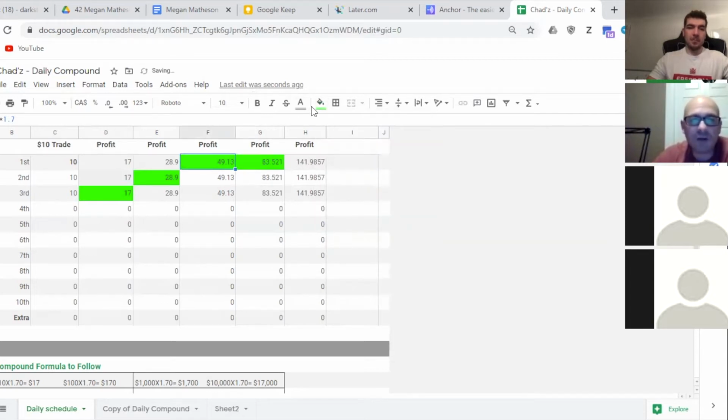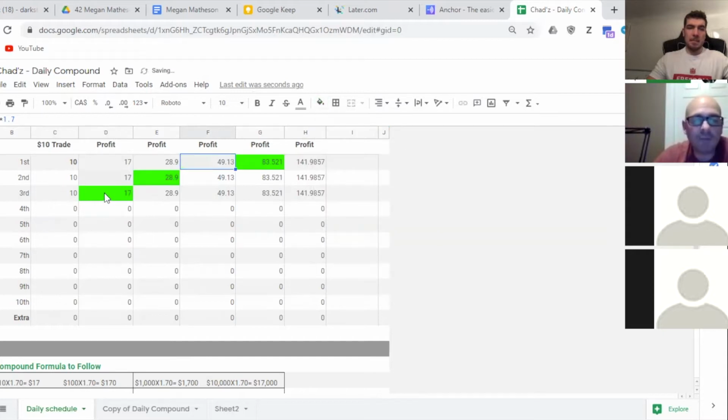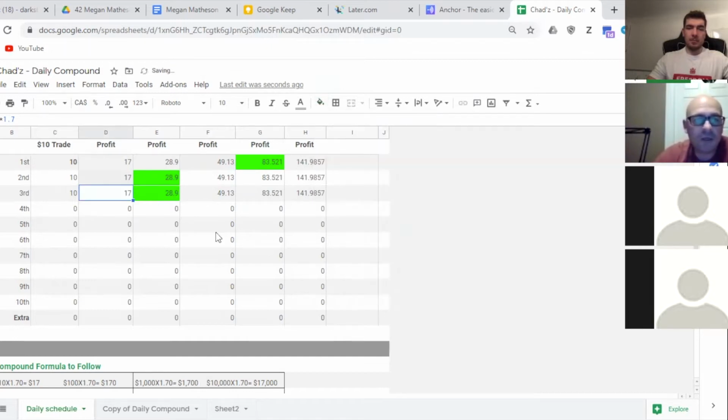And then the next trade that we pull up is maybe a 3-point trade. So you go, okay, I'll take my $17. The $17 goes in, you make 28 bucks. So now you've got 2 compounds at $28. And all you've got to do is use the highlighter right here. You've got 2 trades at $28 and one at 83. So you can do as many of these as you want, and then you can roll them over.